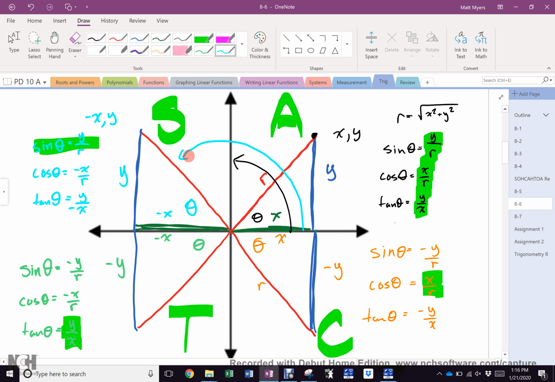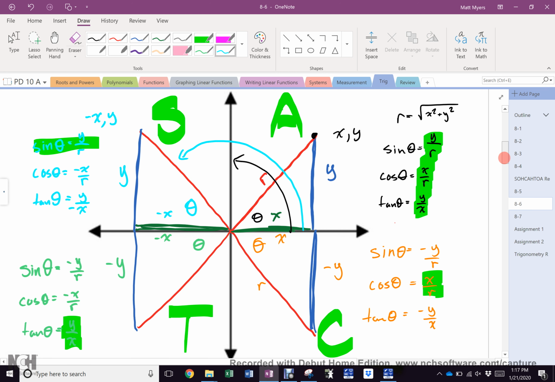Positive. What is the cosine of any angle between 90 and 180? Negative. What is the tan of any angle between 90 and 180? Negative. What is the tan of any angle between 180 and 270? Positive. Everybody picking up what I'm putting down? Why is R always positive? Because when you square a negative, you get a positive. Everybody cool?